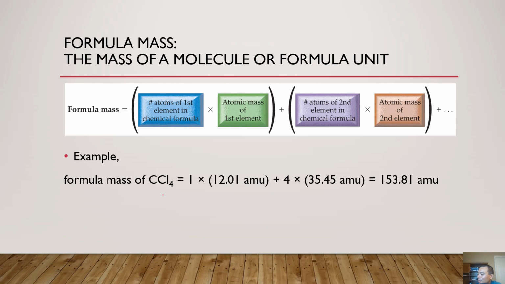So for example, in carbon tetrachloride, you have 1 carbon. So if I write this, this basically is 1 carbon plus 4 chlorine. When you look at your periodic table, carbon is 12.01. And each chlorine is 35.45. Put it together, it gives you 153.81.